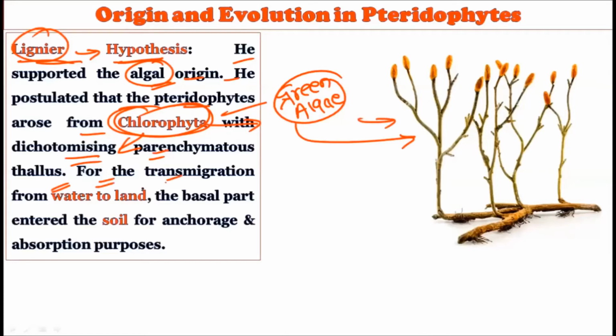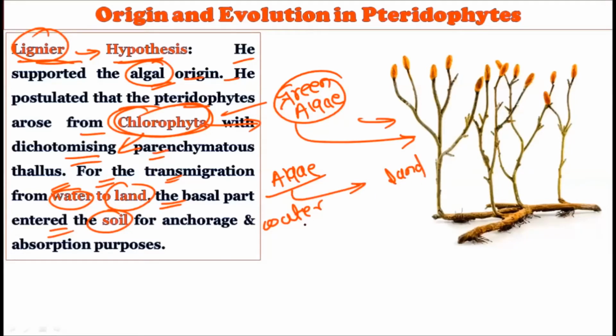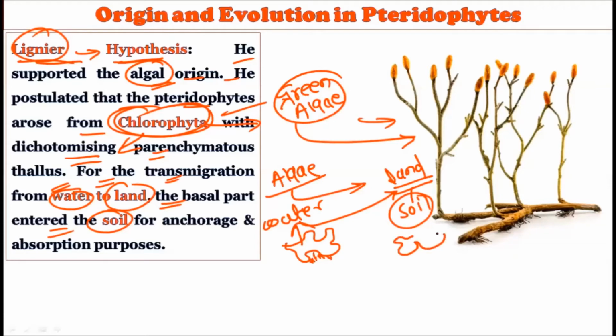Now see, for the transmigration from water to the land, the basal part entered the soil. See what Lignier is saying. According to Lignier, when this algae, the Chlorophyceae algae, moved from water to the land, the first requirement was that they should have fixation in the soil. For this fixation, the lower part of the thallus, which is found in the algae, created some structures while transmigrating from water to the soil, used to fix itself into the ground for anchorage and absorption purposes.